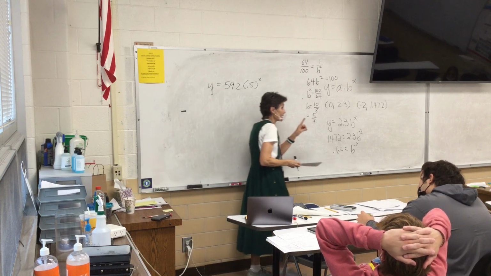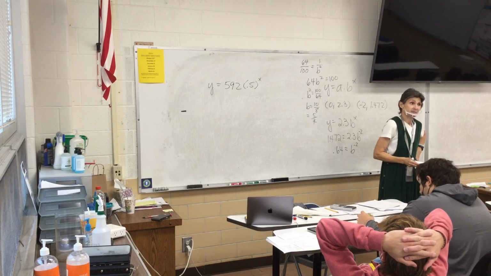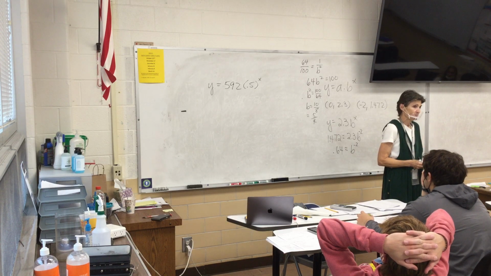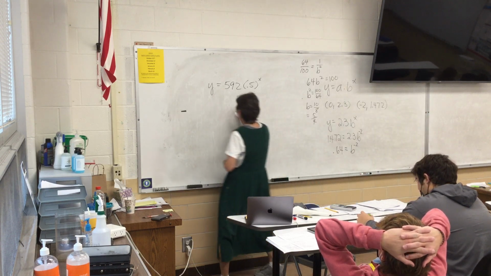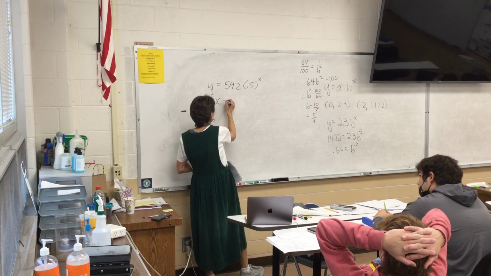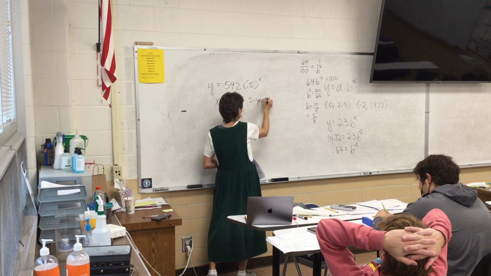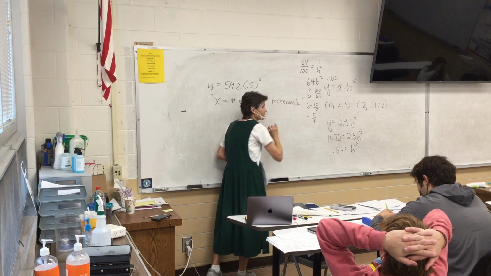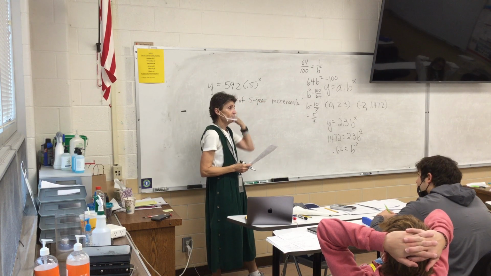And that's okay as long as you define x. What does your x stand for? It does not stand for how many years. It stands for the number of 5-year increments. So if you're going to write this equation, then you have to say x is the number of 5-year increments. Because this thing isn't halving every year, right?